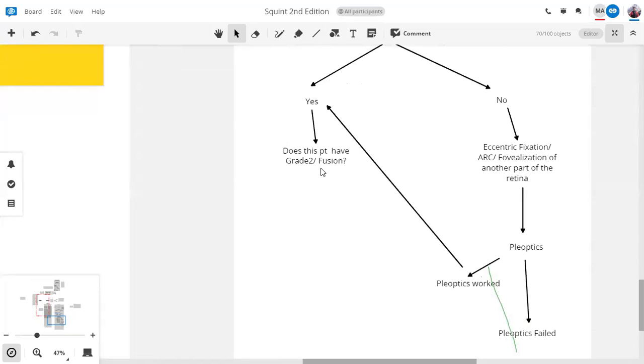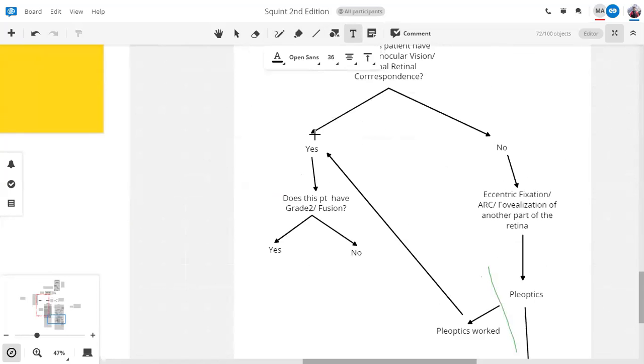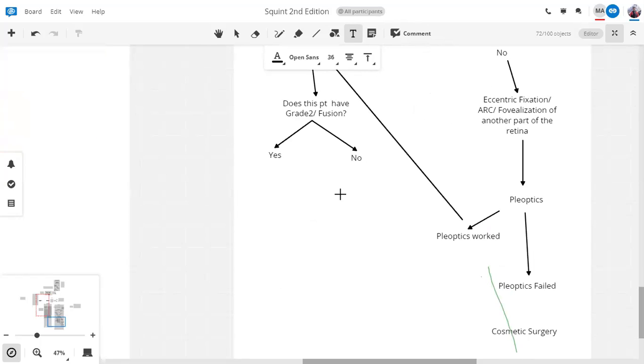Acha. So does this patient have grade 2 fusion, grade 2 vision, binocular vision or fusion? Again, there are only 2 answers. Yes. And the second is no. What will we do in either case? That is my question. So अगर fusion नहीं है एक patient में, but he has grade 1 vision, he has normal retinal correspondence, he has grade 1 binocular vision, what can we do in this patient?